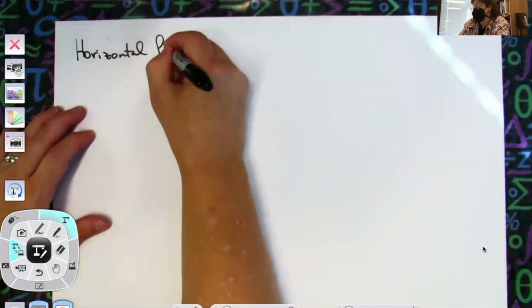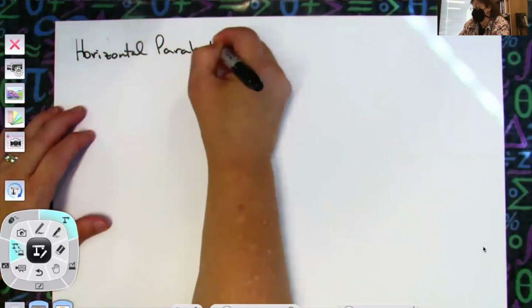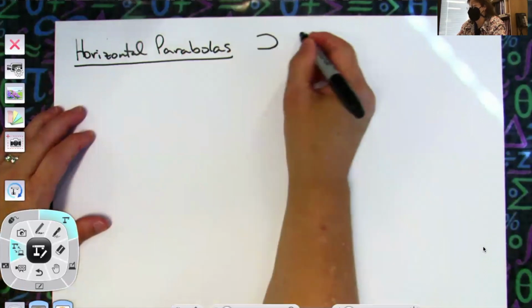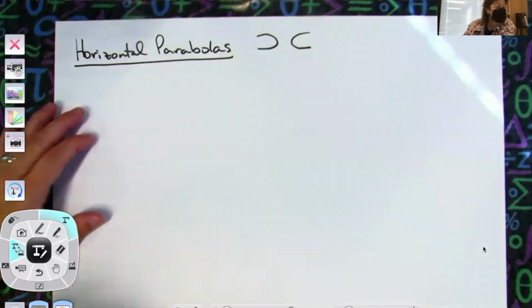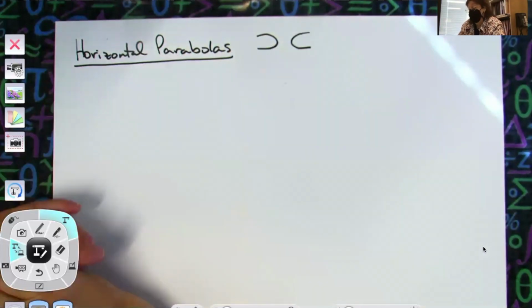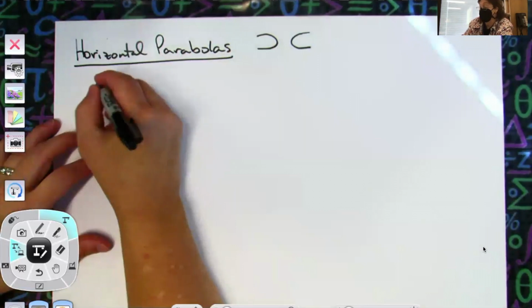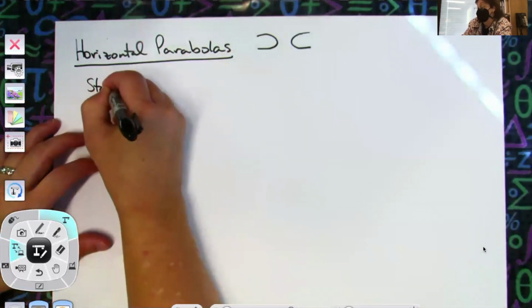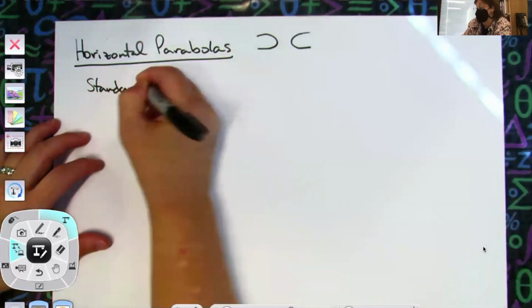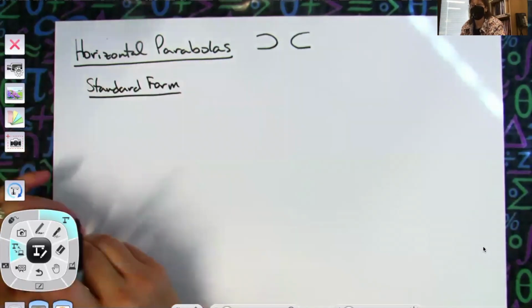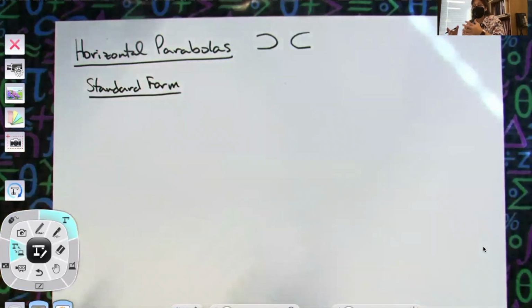Horizontal parabola. Okay, so we know they either open to the left or they open to the right, and those are very bad sketches right there. Okay, so horizontal parabolas, you're going to encounter actually quite a bit this year. So in standard form, let's go back and do a little bit more than what we did with them last year. In standard form, basically what happens is your X's and Y's are just inverted as to where they normally are.